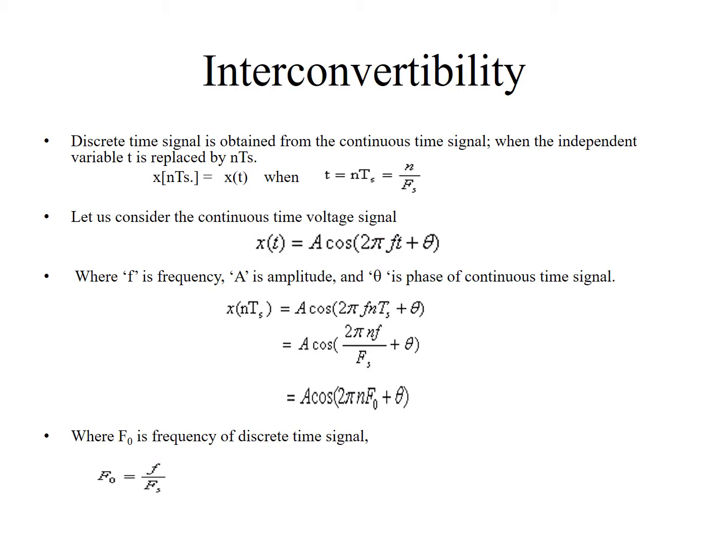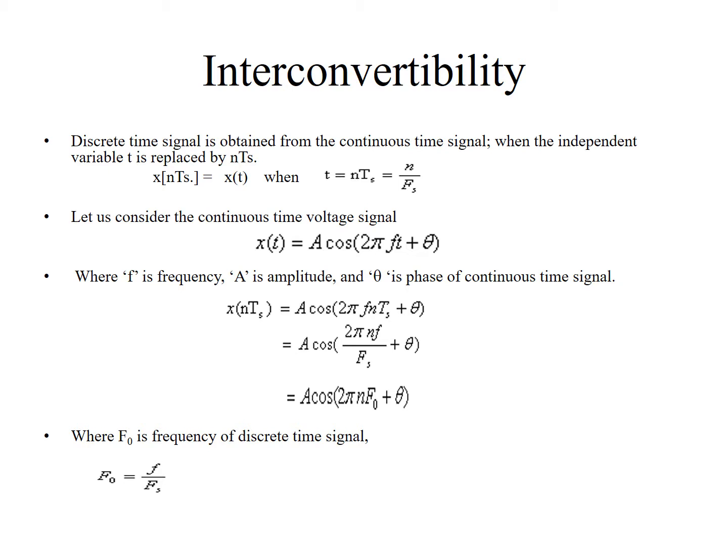In the previous lecture we have seen the two different types of signals, that is continuous time signal and discrete time signal. Now here we observe some math behind the conversion from continuous time to discrete time. The discrete time signal is obtained from the continuous time signal where the independent variable t is replaced by nTs. So the relation is small t equal to n into capital Ts, where capital Ts is the fundamental period of the signal and the reciprocal of this is 1 upon Fs. So t equal to n into Ts, that is equal to n upon Fs.